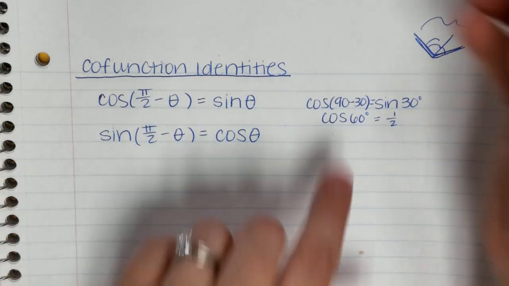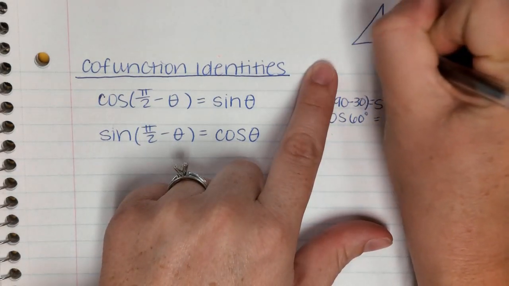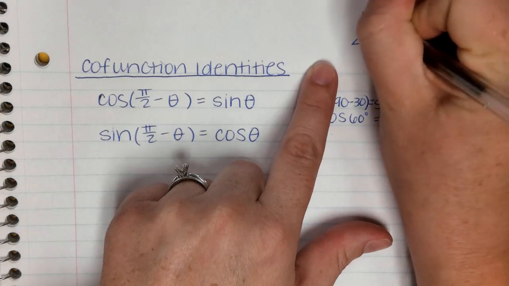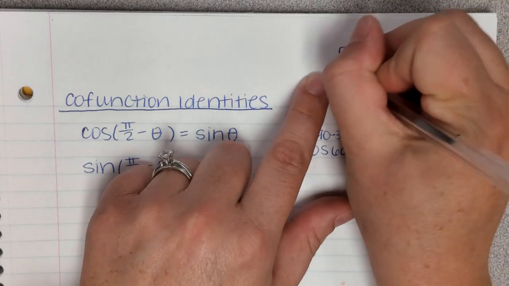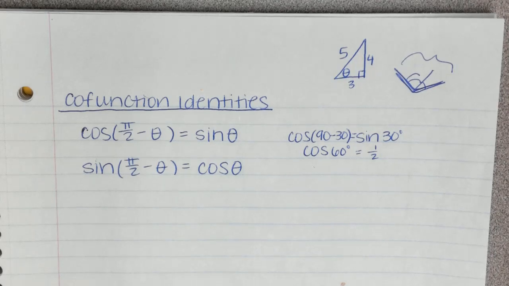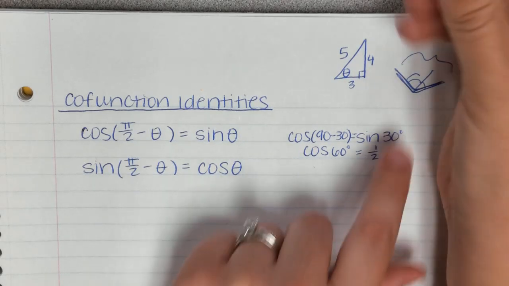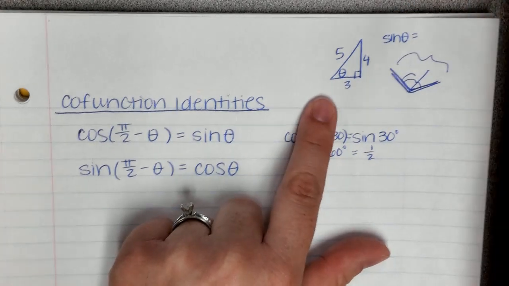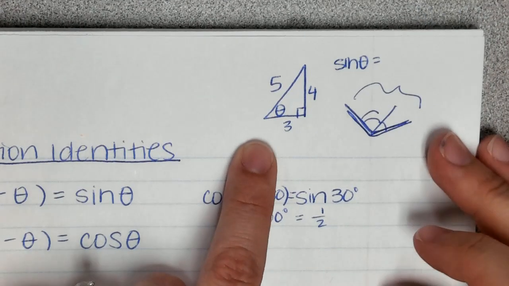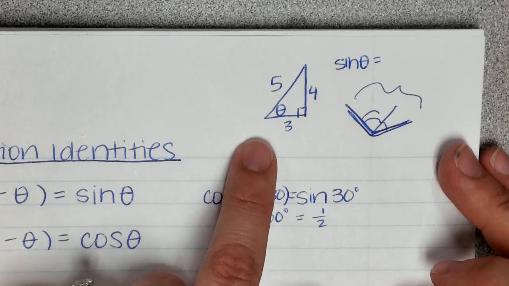Now, why does this work? Let's think about our right triangle. Here, for example, let me give you a 3, 4, 5 right triangle. And let's say this angle down here at the bottom is theta. What would the sine of theta equal in this triangle, if you're thinking SOHCAHTOA?